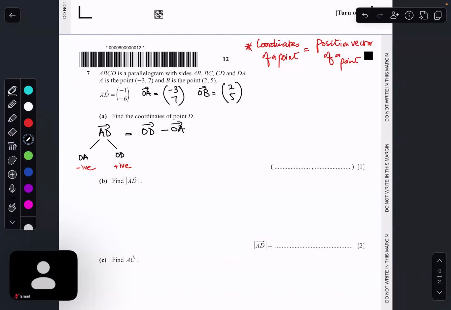So OD, rearranged, is AD plus OA. AD is (-1, -6). OA is (-3, 7). Add them. So -1 plus -3 is -4, and -6 plus 7 is +1. So the position vector of D is the same as the coordinates of D: (-4, 1).